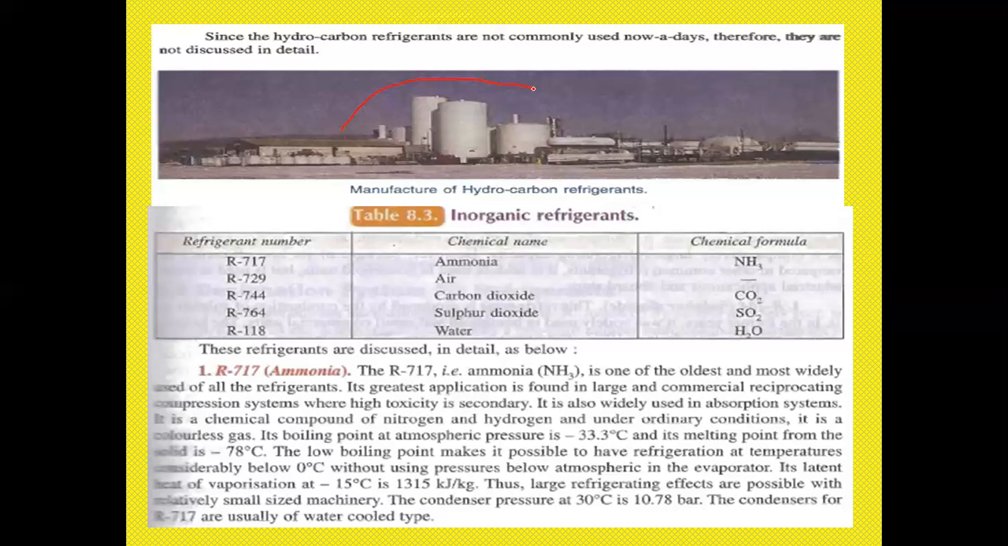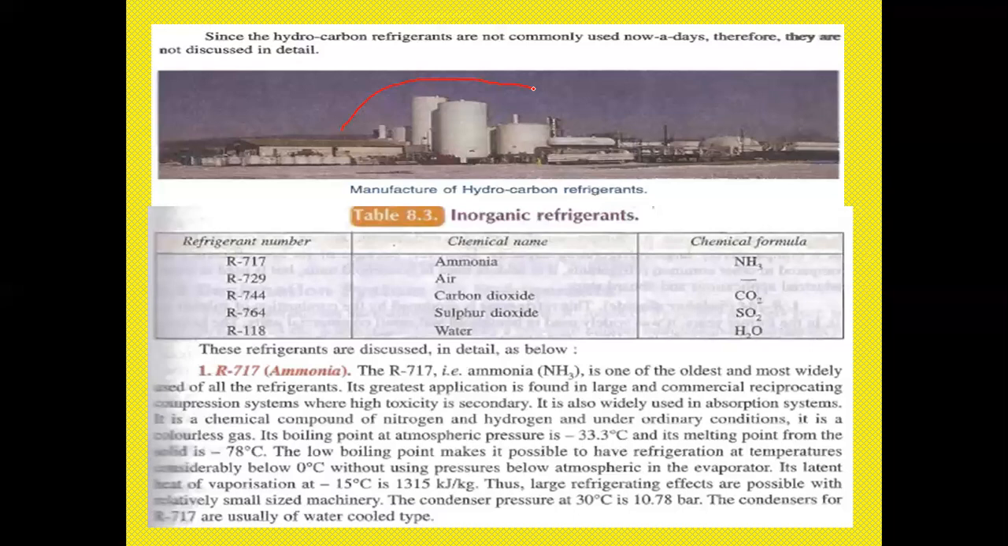Its boiling point at atmospheric pressure is -33.3 degrees and its melting point is -78 degrees centigrade. The low boiling point makes it possible to have refrigeration at temperatures below 0 degrees centigrade without using pressures below atmospheric in the evaporator. Its latent heat of vaporization at -15 degrees centigrade is 1315 kilojoules per kg, so large refrigerating effects are possible with relatively small sized machinery.